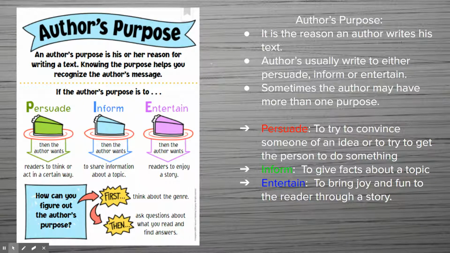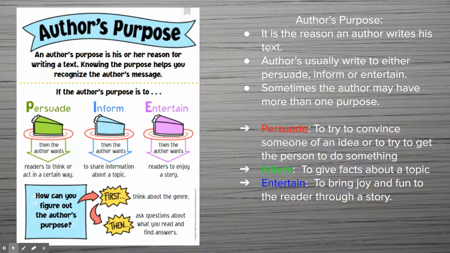author writes his text. The authors usually write either to persuade, inform, or entertain. Sometimes the author may have more than one purpose. So if the author is trying to persuade you, they're trying to convince someone of an idea or to try to get that person to do something. If they are informing, they want to give facts about a topic. And if they are entertaining, they want to bring joy and fun to the reader through a story.